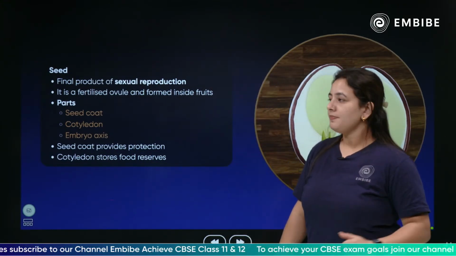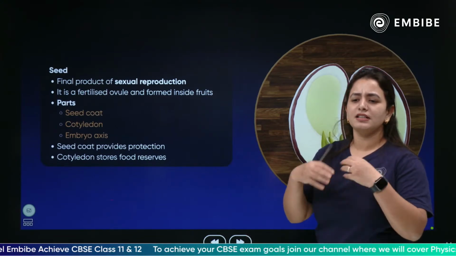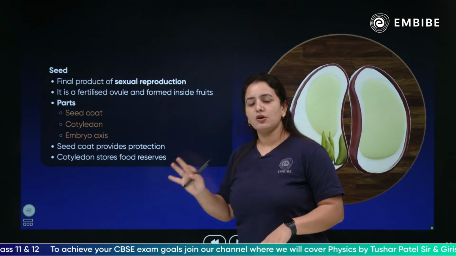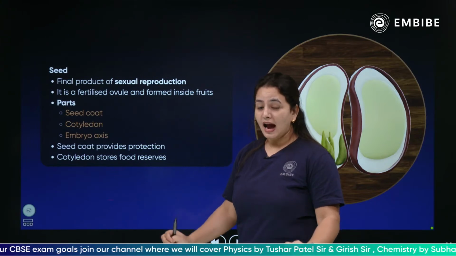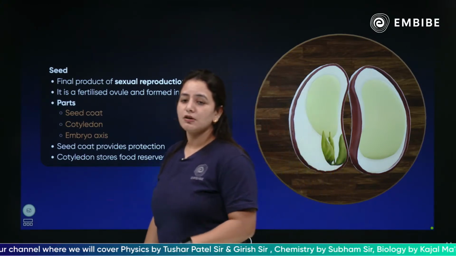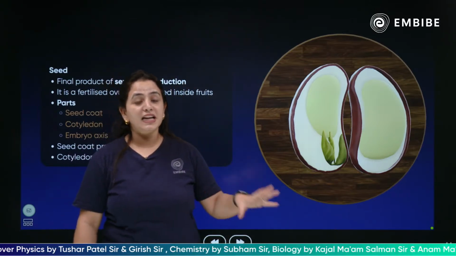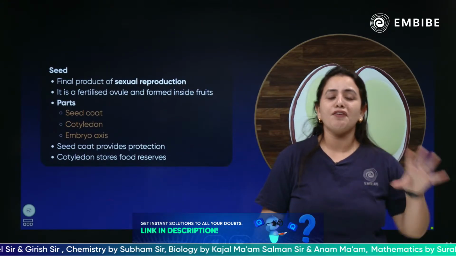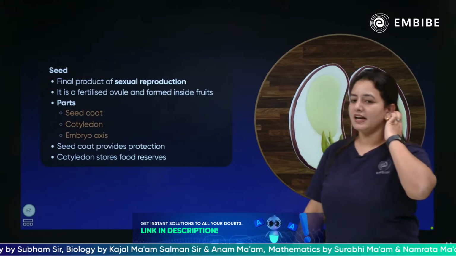So children, what is the function of the seed coat? It is very general. Whenever there is a coat, we assume that it is for protection only. The seed coat provides protection to the seed and the cotyledon reserves the food for germination, growth and development of the seed. So this is all about the seed, which is the final product of sexual reproduction. Clear?